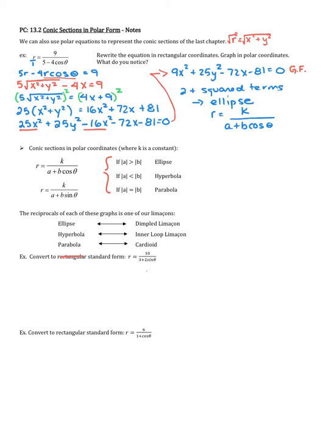So we notice that a is greater than b, so I'm expecting to get an ellipse, and we start off with our algebra. So we have 3r plus 2r sine theta equals 10, and so we are going to do our substitution.